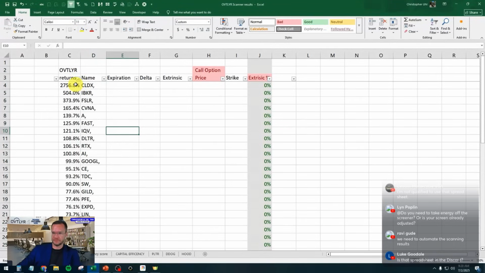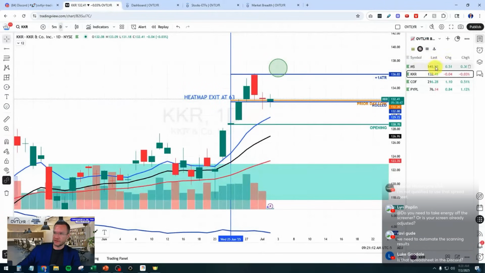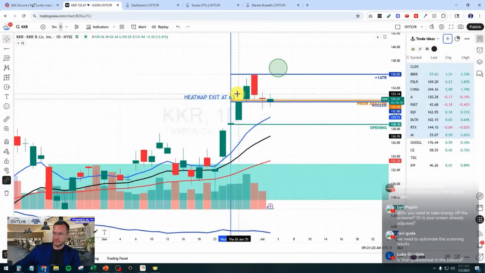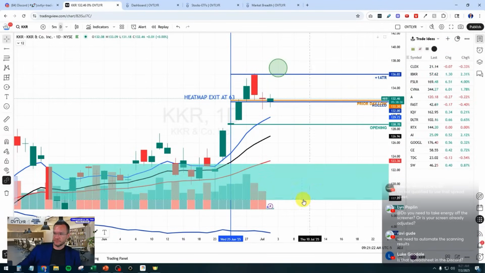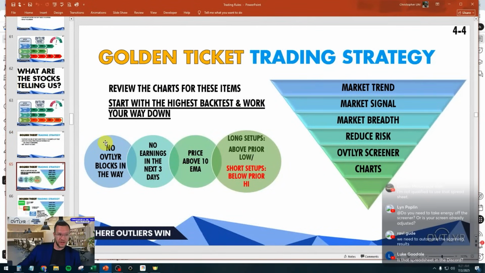So here's what I'm going to do. I sorted these by the outlier backtested returns. So I'm going to copy them. I'm only going to copy a handful. And I'm going to put them over in TradingView on a new list. I'm going to clear my prior list and then do this. And we're just going to go through these handful, and we're looking for a handful of things here on the charts. No outlier blocks is a big one. No earnings, prices above the 10 EMA, and that's above the prior day low.